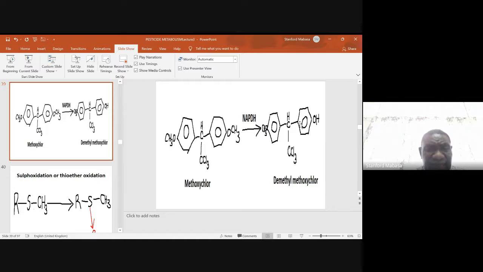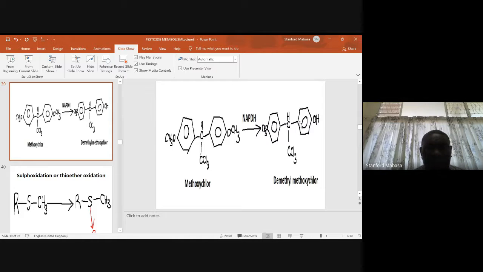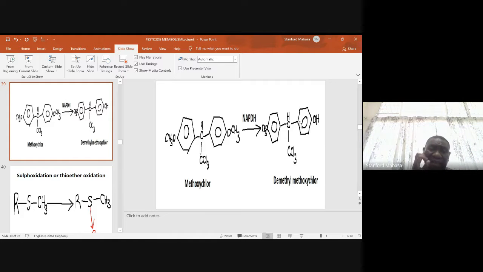Methochlor, I think this is an insecticide. Now, what can happen is that we can do O-dealkylation here at this position, CH3, remove the methyl group so that we are remaining with an OH, and we are making this pesticide less toxic.